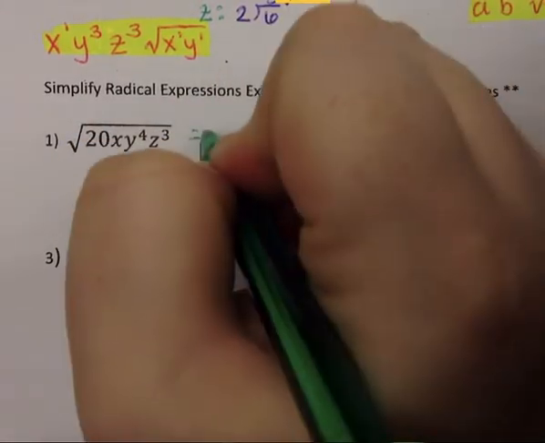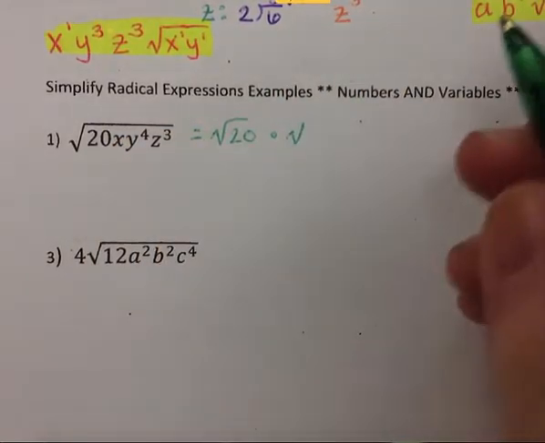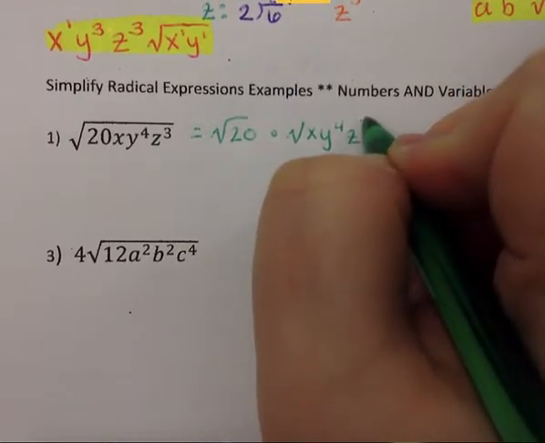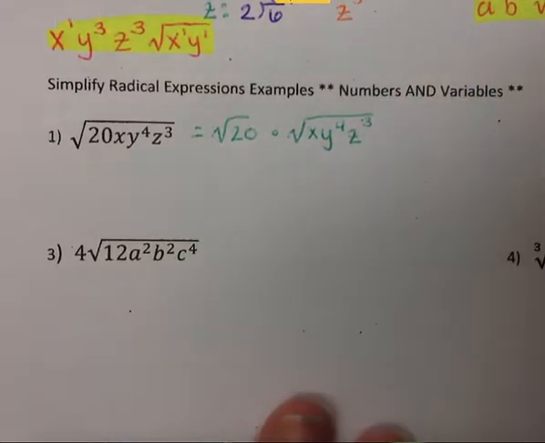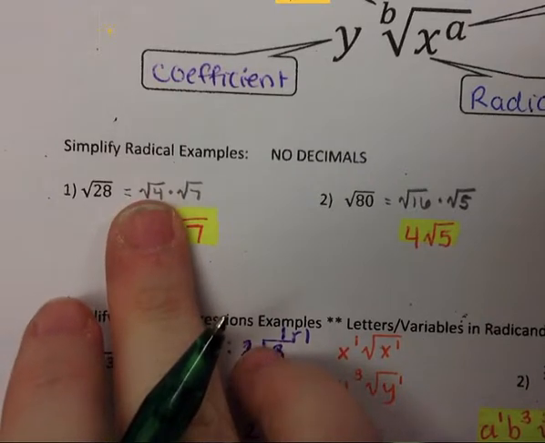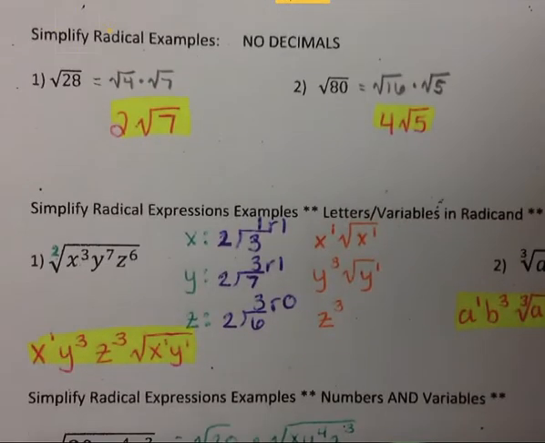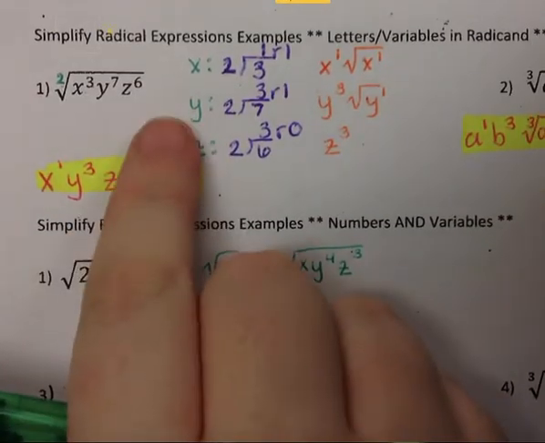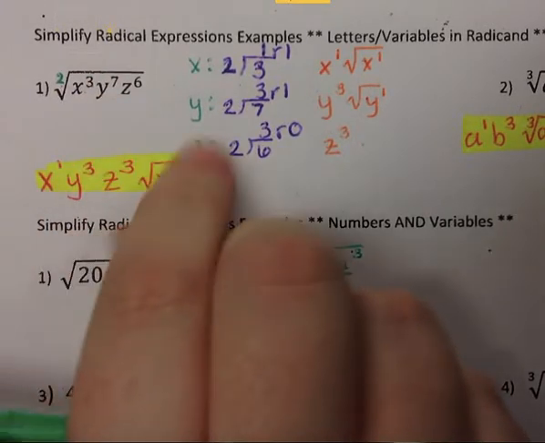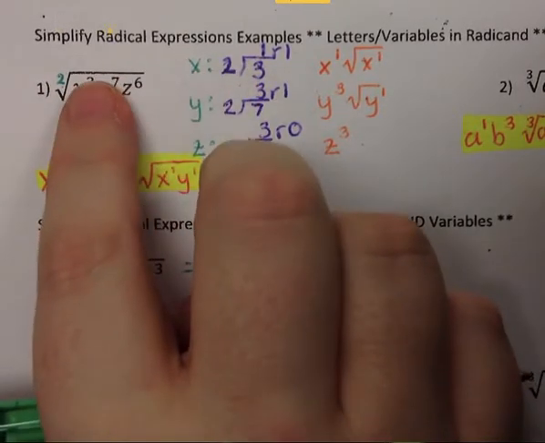So this is the same thing as saying the square root of 20 times the square root of x y to the fourth z to the third. Now we just go about simplifying them the same way we have been. So we'll simplify the numbers by finding the biggest perfect square that goes into our radicand, and then we'll look at the letters. Now again, there are multiple ways to simplify the radical expressions with the letters. I'm going to use this method where I take my index and I divide my exponent by my index.